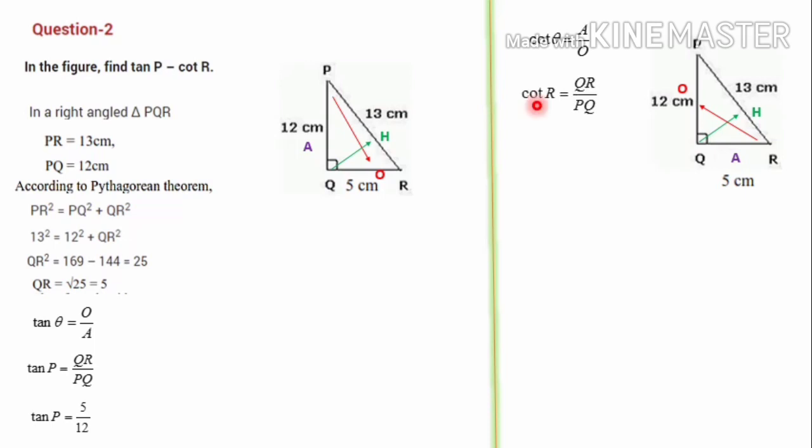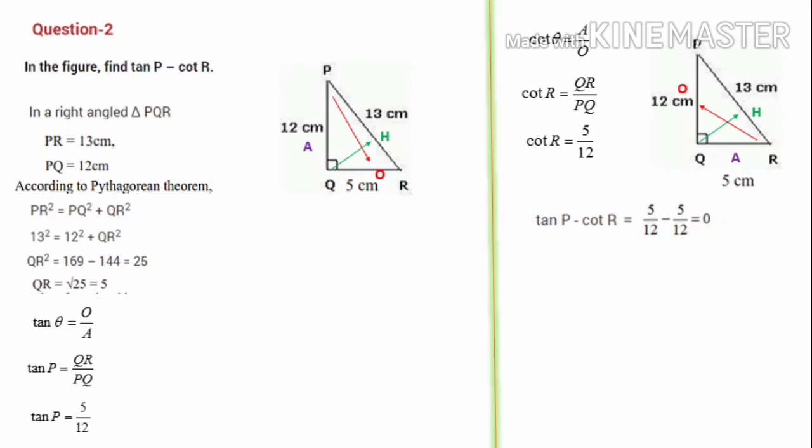Then cot R we have to write is equal to A divided by O. Here A is QR and O is PQ. So QR divided by PQ. Substitute the values. QR is 5 and PQ is 12. So cot R is equal to 5 divided by 12. So we have got the tan B value as well as the cot R value. Just calculate it. That is tan B minus cot R. 5 by 12 is the tan B value, and the cot R value is also 5 by 12. So 5 by 12 minus 5 by 12 is equal to 0.